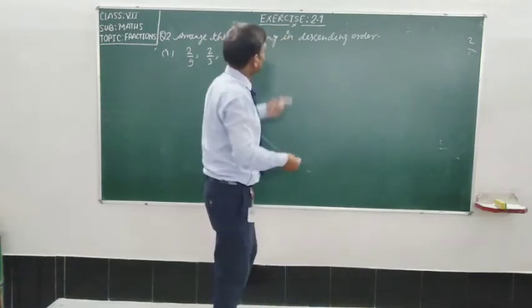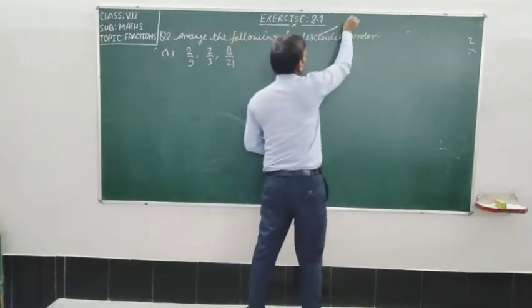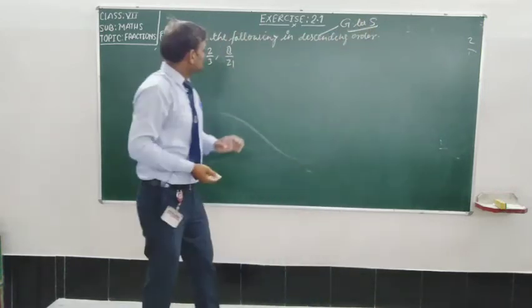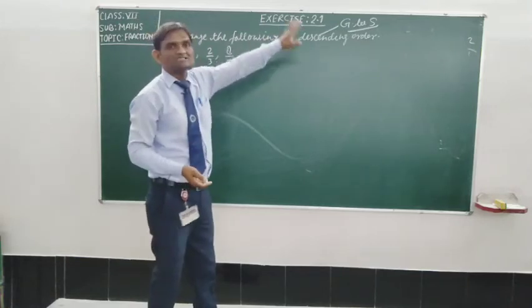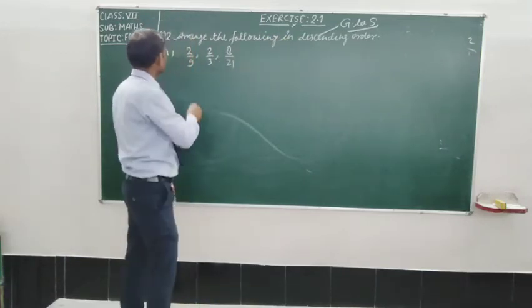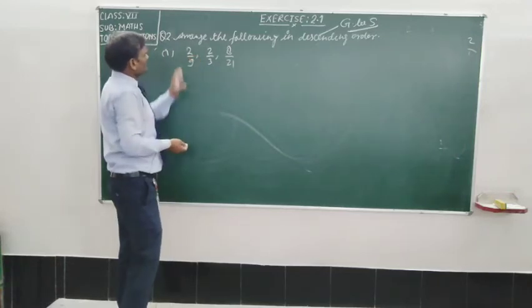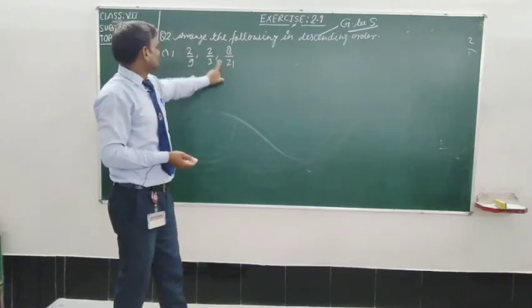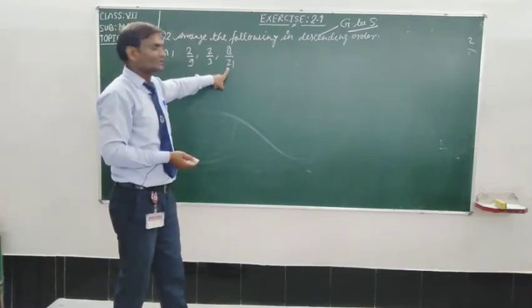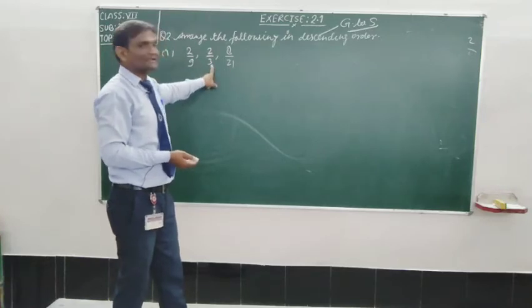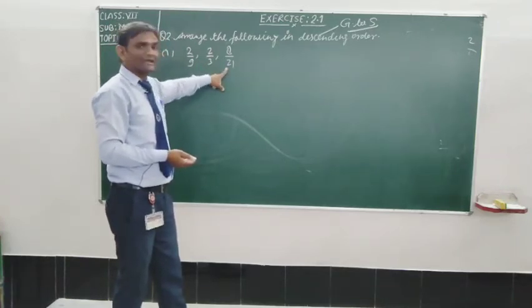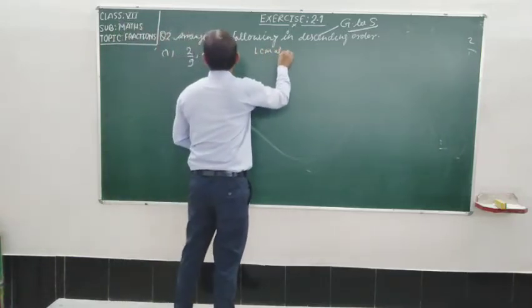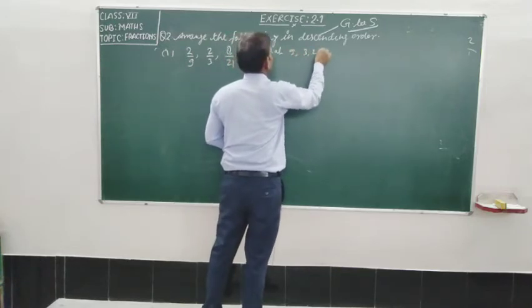Descending order student, you know descending order, greatest to smallest, you know already. Descending order means greatest to smallest. It means for writing the descending order student, firstly we take the LCM of the denominator of all fraction. सभी फ्रैक्शन का क्या करेंगे? एलसीएम लेंगे, एंड एलसीएम ऑफ 9, 3 एंड 21.